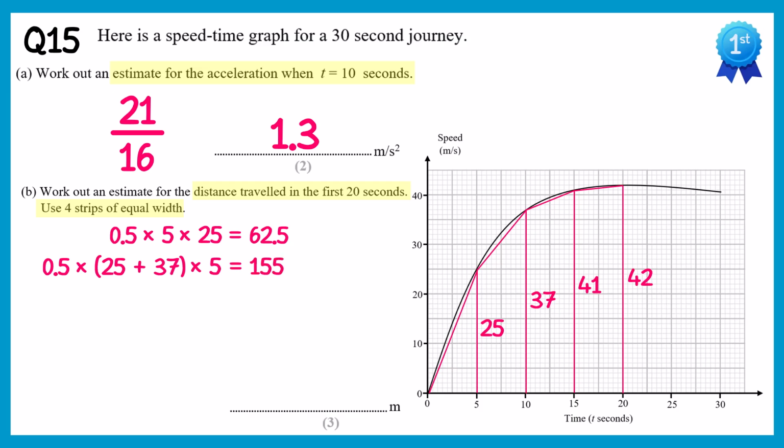Now we move on to the third strip, which is the second trapezium. We'll do 1/2, multiplied by the sum of the parallel sides, so this time the sides are 37 and 41, and then multiplied by the height again, which is that width again, which is also 5.